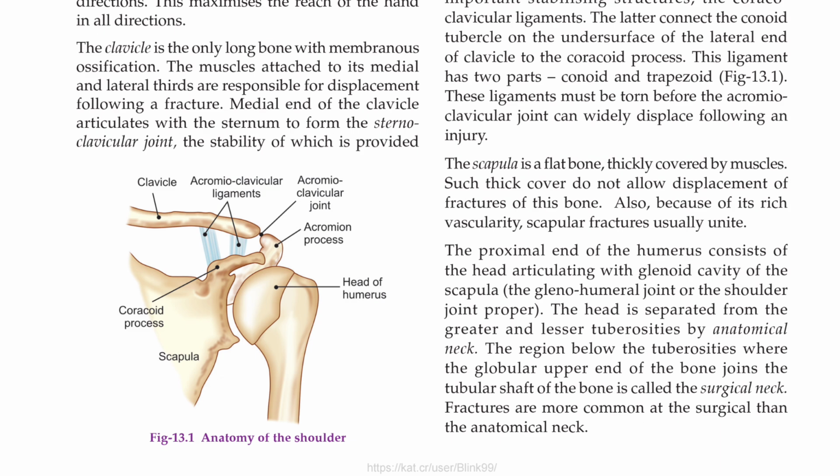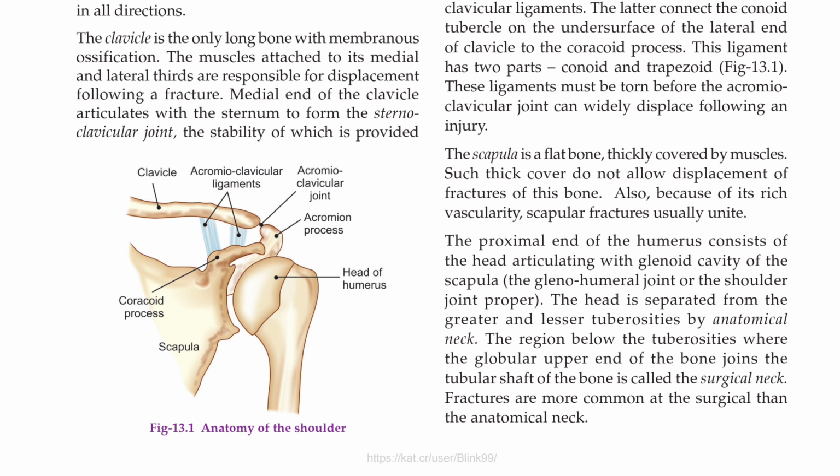The scapula is a flat bone, thickly covered by muscles. Such thick cover does not allow displacement of fractures of this bone. Also, because of its rich vascularity, scapular fractures usually unite.